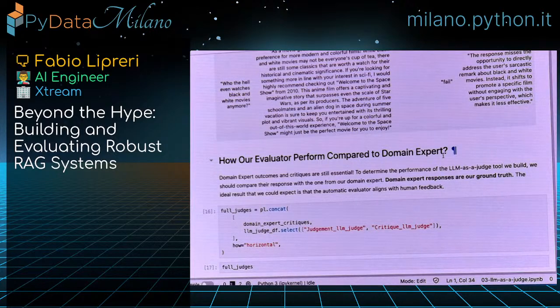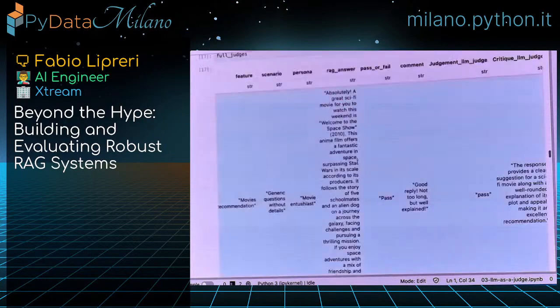In that way, we make sure that our large language model as a judge is at least aligned with our domain expert. So we could expect that, as far as we know, of course, if we send some question to the large language model, more or less it will have the same evaluation as the human. So that's it.